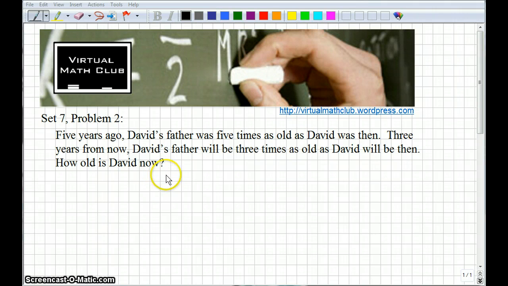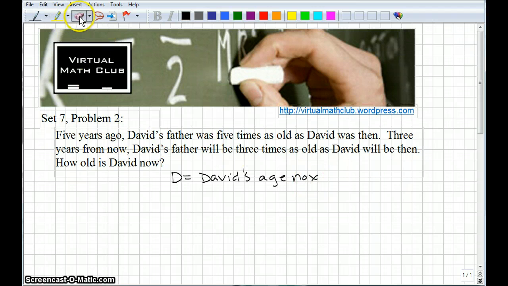So my hint to you would be to define some variables. When you define variables, it's a good idea to use letters that remind you of what that variable represents. So I would call D David's age now. That's what I meant. And since that's what we're looking for, that's a good one to define.